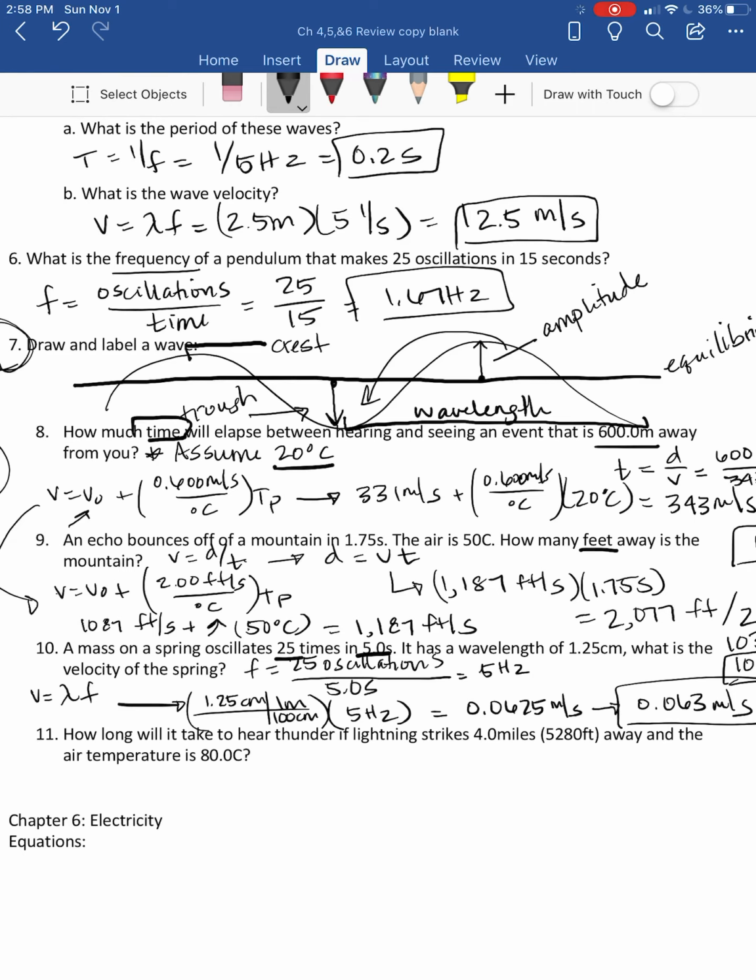And we've got one more here as far as chapter 5 is concerned. It says, how long will it take to hear thunder if lightning strikes 4 miles away, which it gives the amount in feet as well.